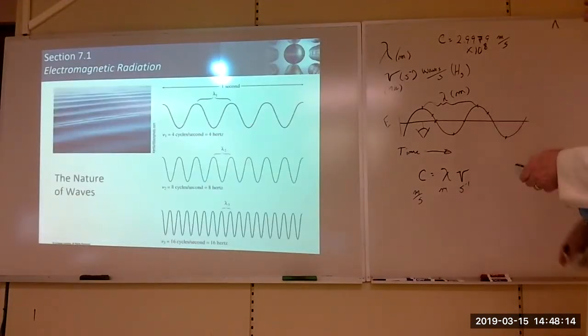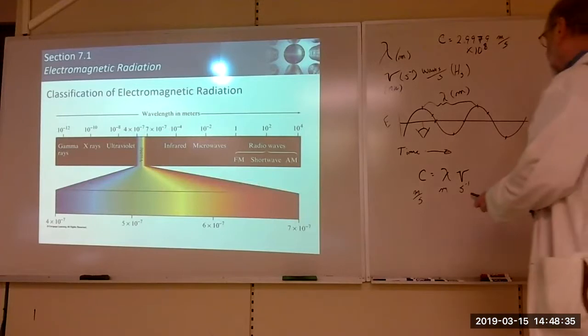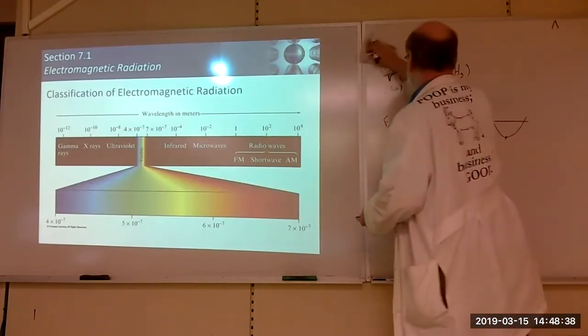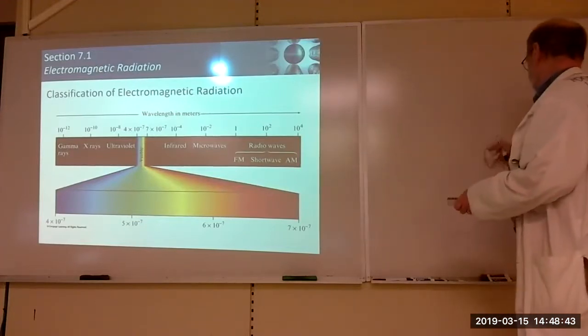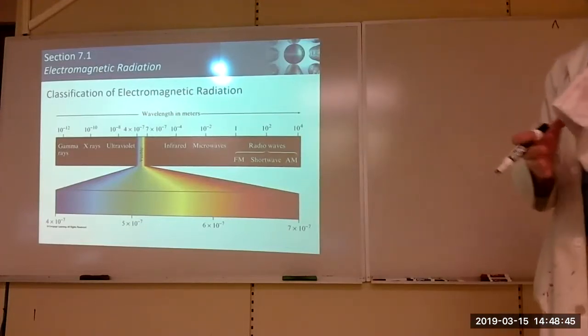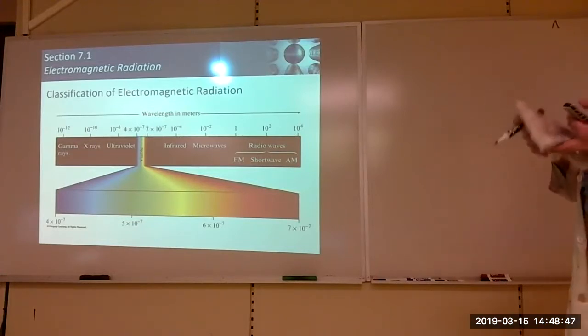So this is just an explanation, and you can see the frequency for this one is 4 cycles per second, 4 hertz. This one's 8 hertz. And notice the wavelength is getting shorter as the frequency increases. There we go. This is the electromagnetic spectrum, in the real universe, not in the Star Trek universe.